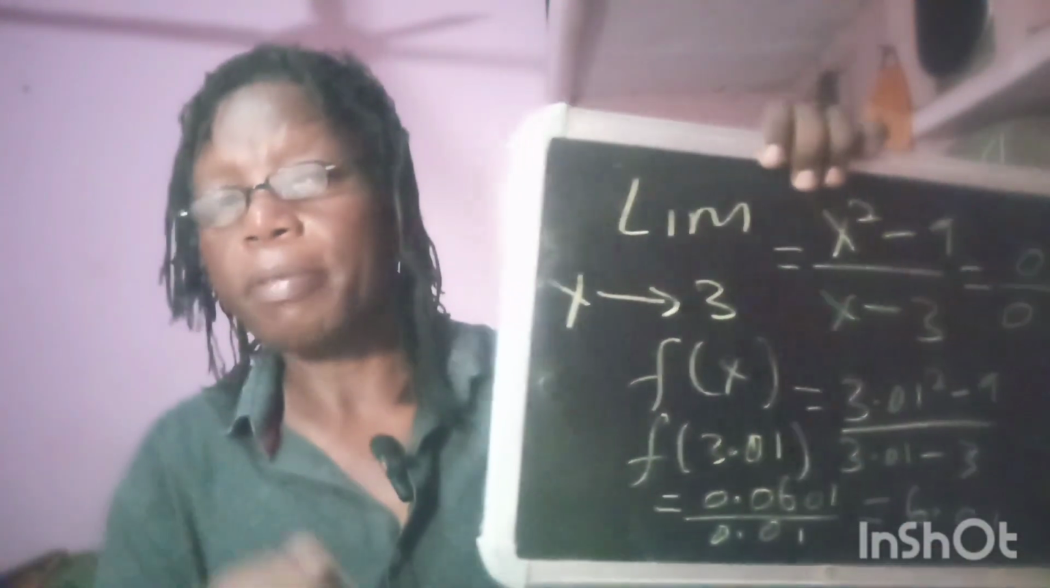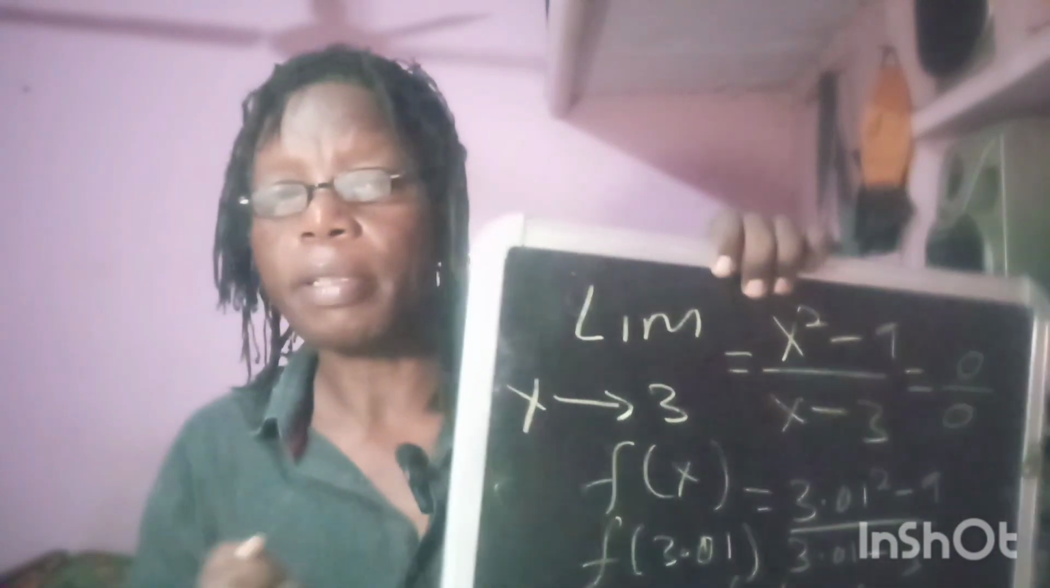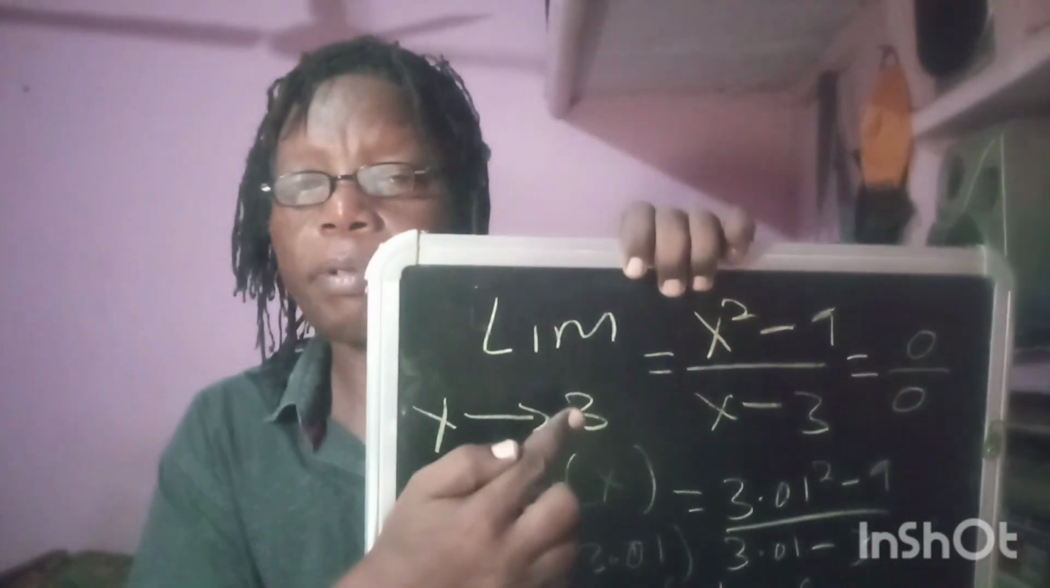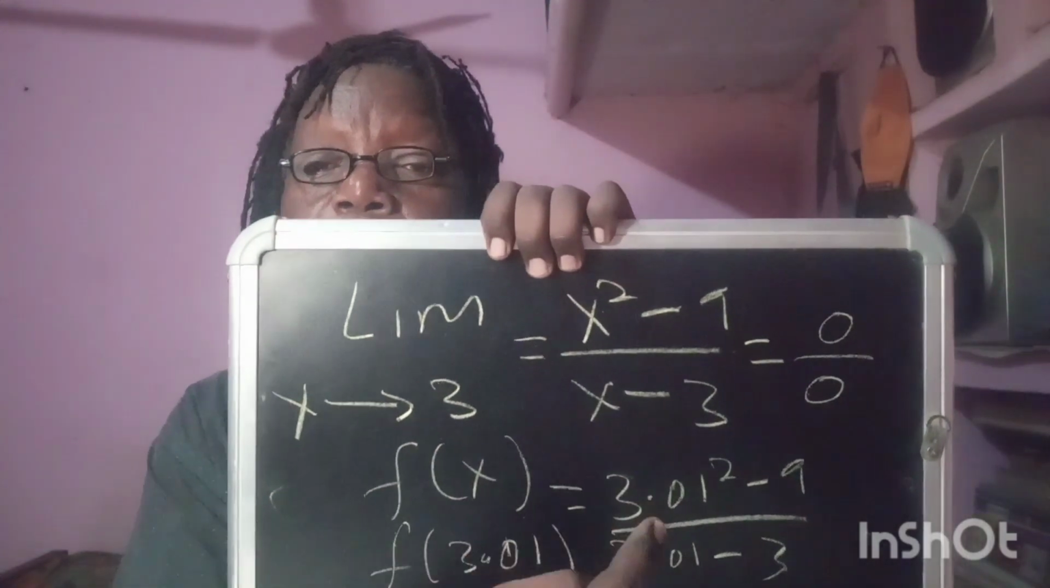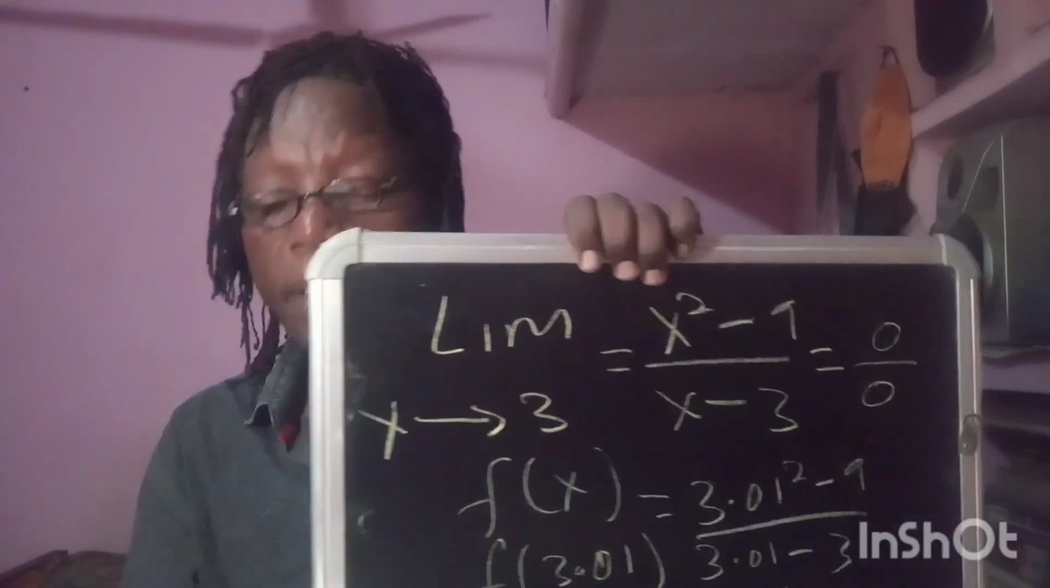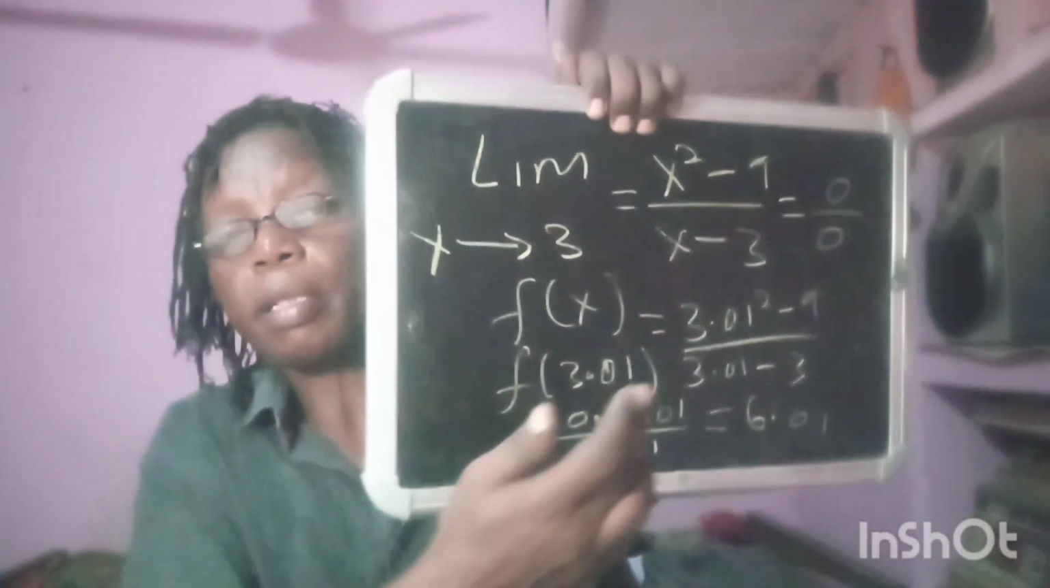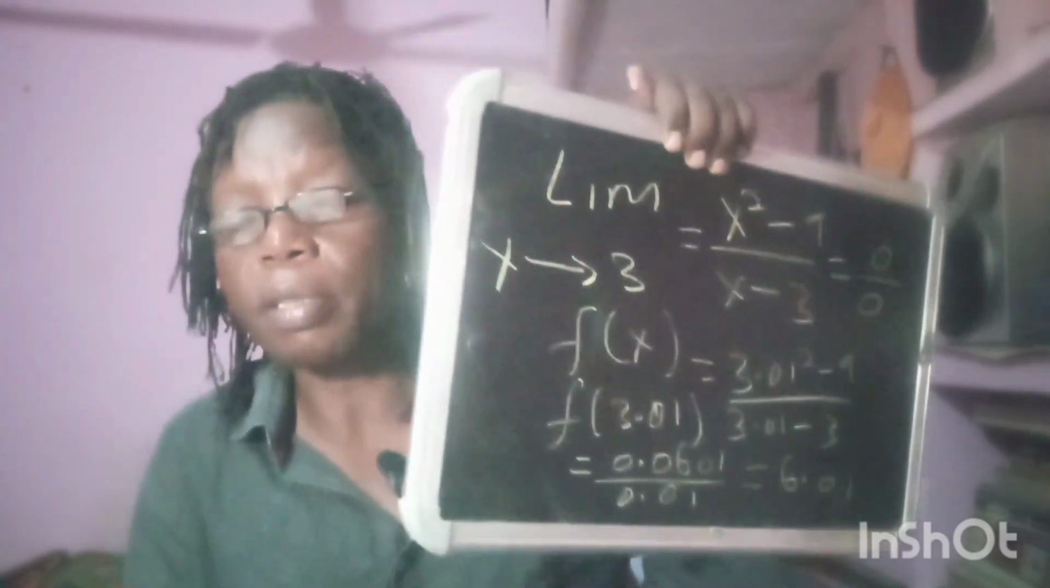I think the concept is clear. You can plug in even smaller values, and you see that as x approaches 3, as it gets closer and closer to 3, this approaches a certain limit. So it will converge to a certain number. As we get closer and closer to 3, the limit approaches 6. If a limit exists, it's going to converge to a certain value. So you can go on and on until you get to 6, which is the limit.